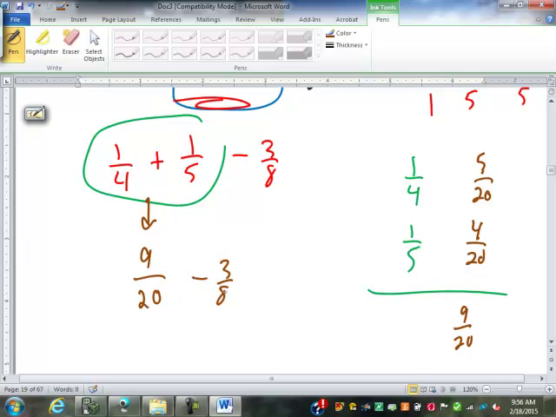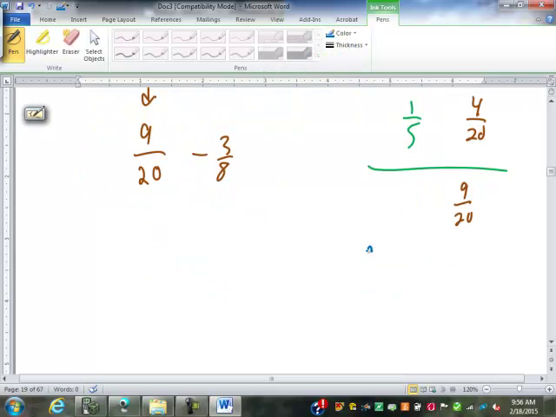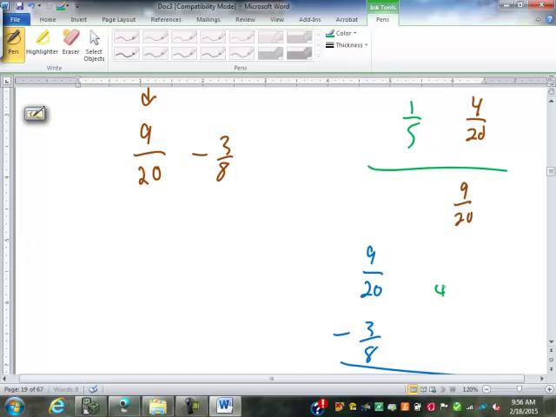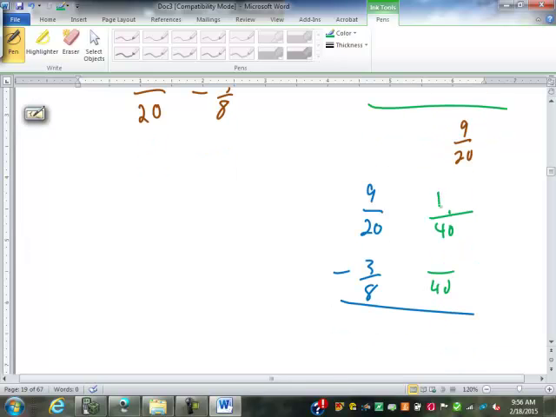Still minus 3/8. So the common denominator shall be 40. This will be 18, 20 times 2. What's this one going to be? 15. So we subtract. 18 minus 15 is 3/40ths. So that's it.